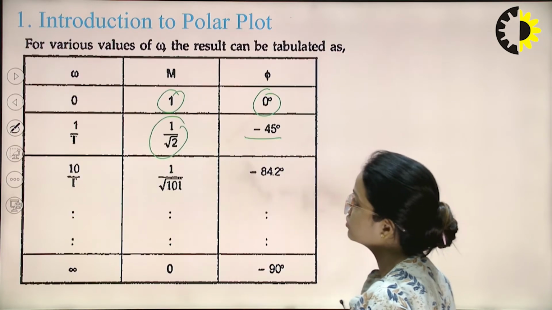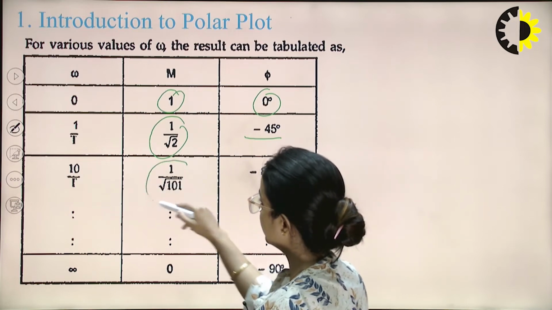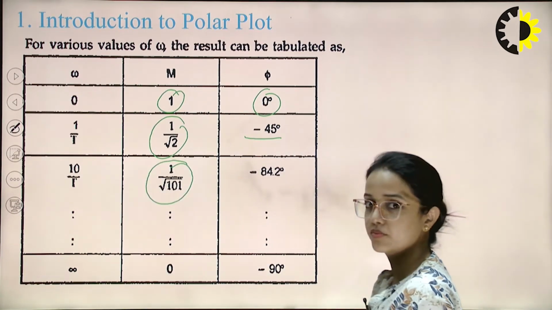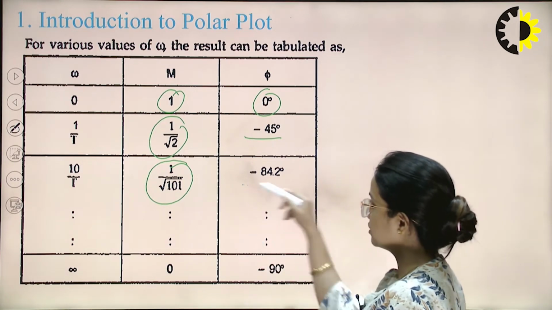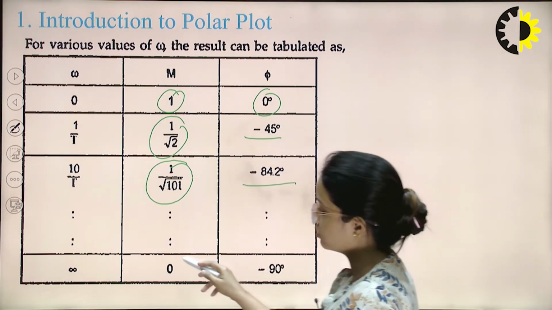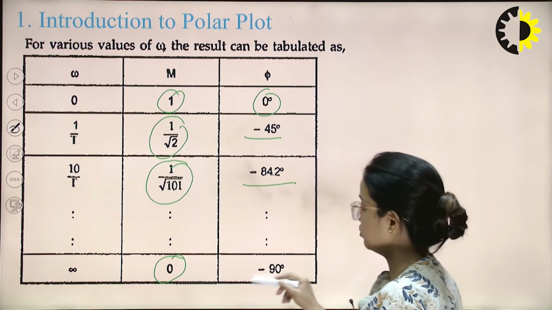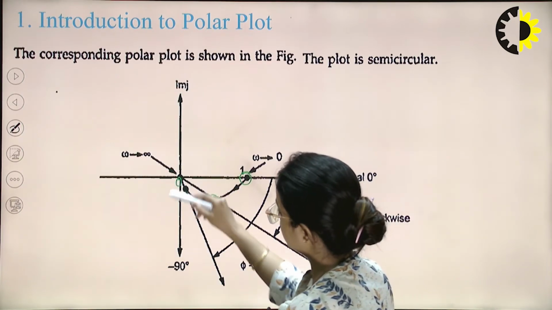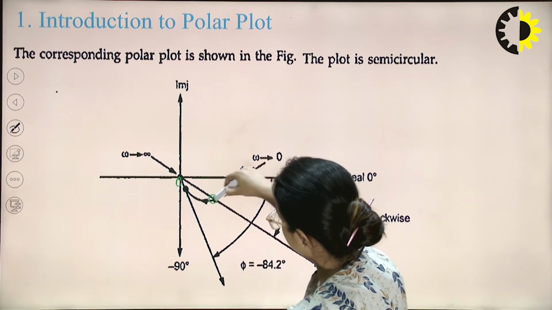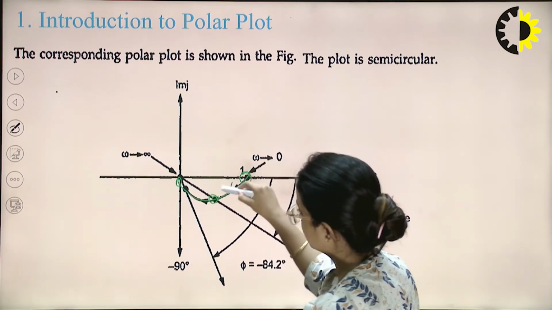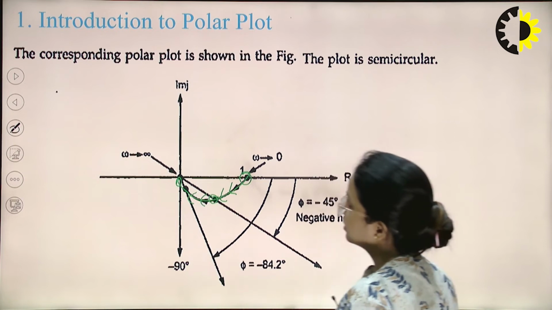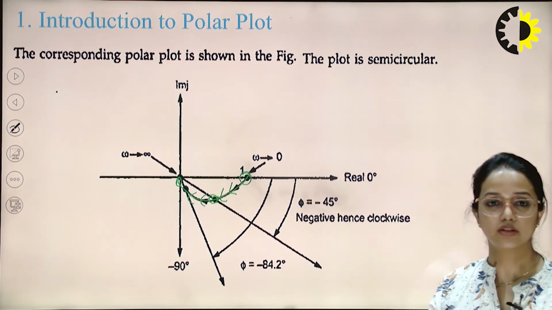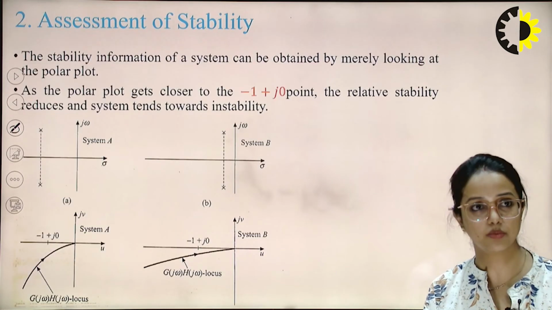For another frequency, the magnitude is 1 by root over 101 and the angle is this. For omega equals infinity, we are nearing 0 and minus 90 degrees. So we are approaching 0 and minus 90 degrees. So this is the required polar plot here. The corresponding polar plot is shown in the figure. So this is how we can understand the concept of polar plot.